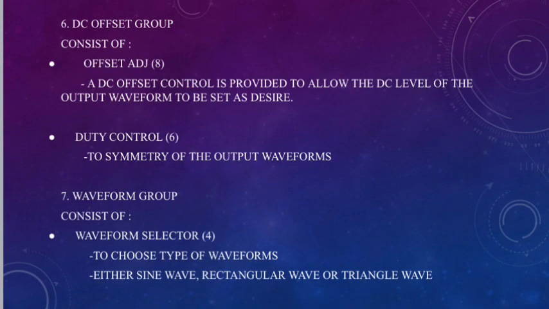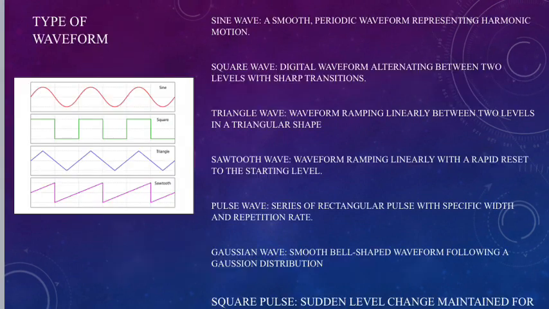Next, DC offset group consists of offset 8. DC offset control is provided to allow the DC level of the output waveform to be set as desired. Duty control 6 sets the symmetry of the output waveform. 7, waveform group consists of waveform selector 4 to choose the type of waveform, either sine wave, rectangular wave, or triangle wave. Okay, lastly, I will explain the types of waveform.